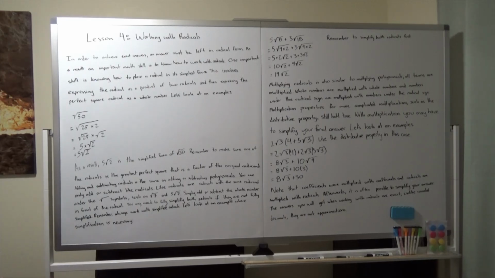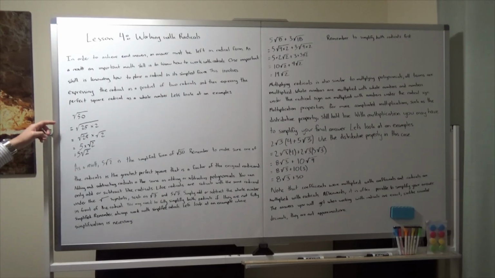This involves expressing the radical as a product of two radicals and then expressing the perfect square radical as a whole number. So in order to put a radical in simplest form, we express it as a product of two radicals, with one being a perfect square radical. And then we simplify the perfect square radical into a whole number. Let's look at an example.